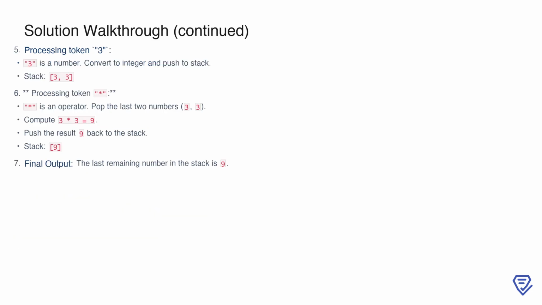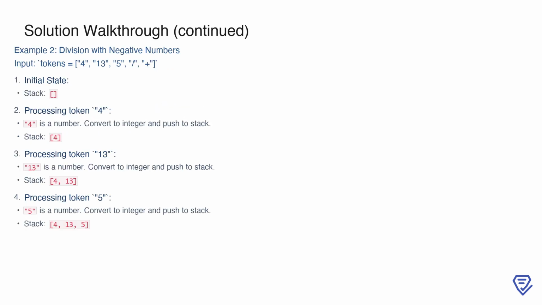Now, we process the token 3. Since it's a number, we convert it to an integer and push it onto the stack, resulting in a stack of 3, 3. Next, the token asterisk is encountered. This is an operator, so we pop the last 2 numbers from the stack, which are 3 and 3. We compute the result of 3 asterisk 3, which is 9, and push it back onto the stack. At the end of the process, the stack contains 9. The final output is the last remaining number in the stack, which is 9.